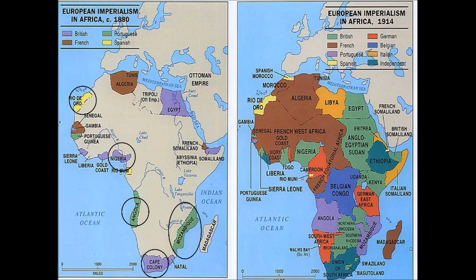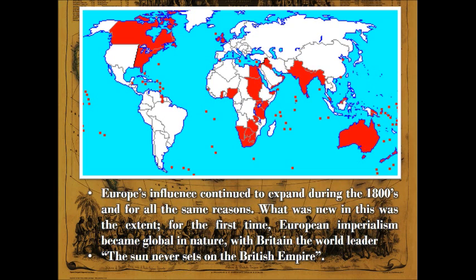The map on the left will show the different trading centers along the coast, where the Europeans mostly spent their time. On the right, you can see the difference with the new imperialism, that the Europeans were now taking over the entire continent. Europe's influence continued to expand during the 1800s for all the same reasons. What was new in this was the extent.